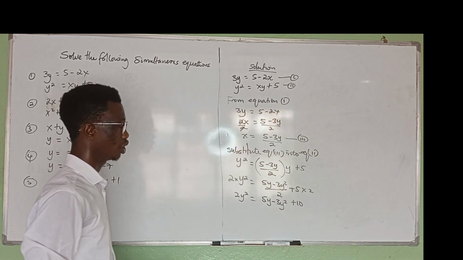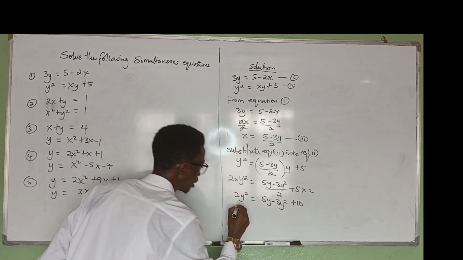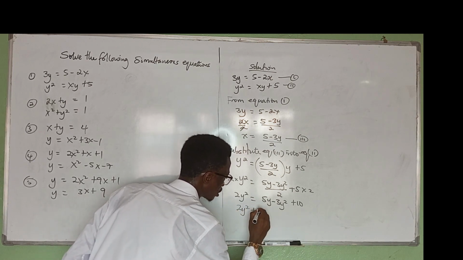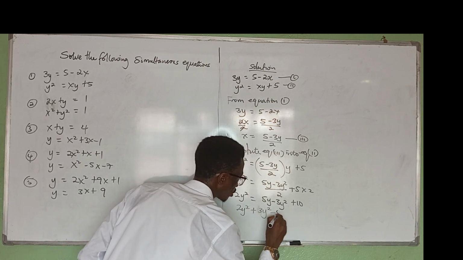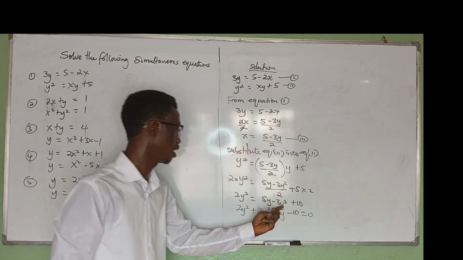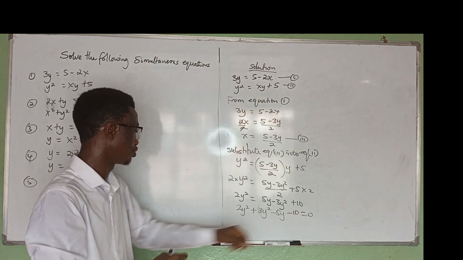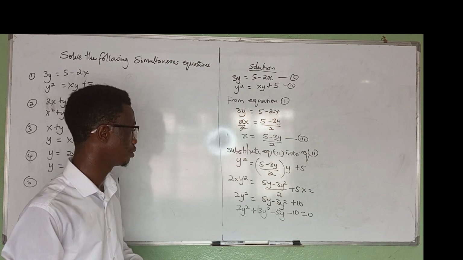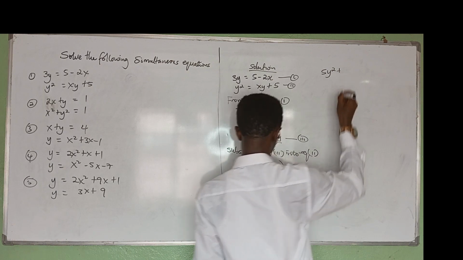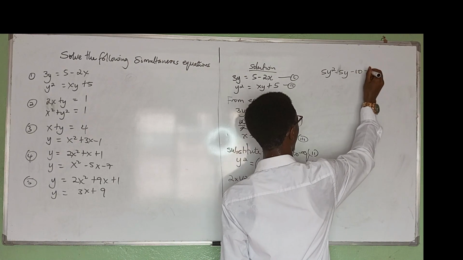Now if we transpose these, or bring them here, this becomes 2y squared plus 3y squared, and this is minus 5y, and this is minus 10. Everything here equals to 0 because we transposed everything, so the other side of the equation is now 0. The next thing we have to do is add. This gives you 5y squared minus 5y minus 10 equals to 0.